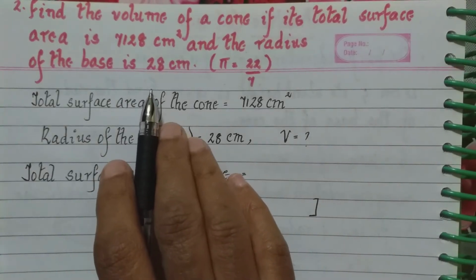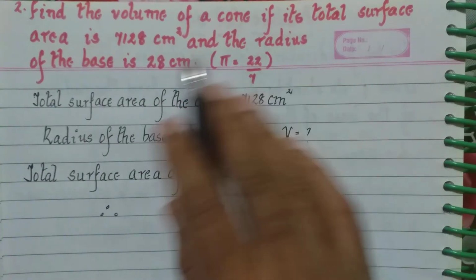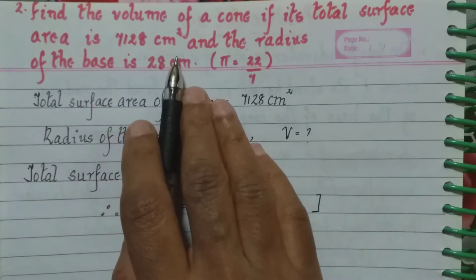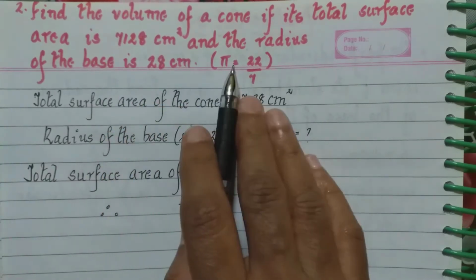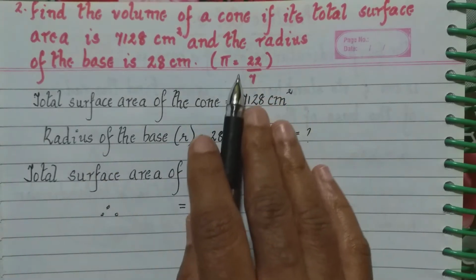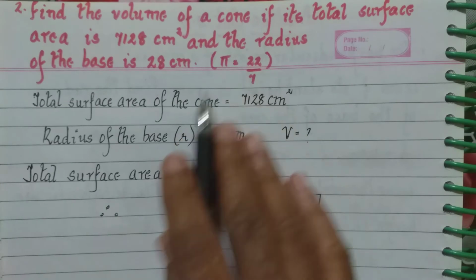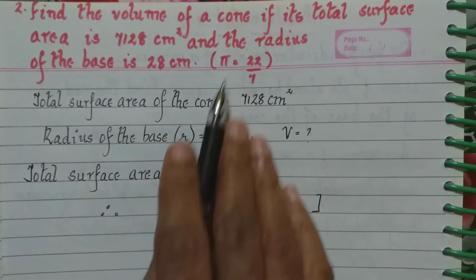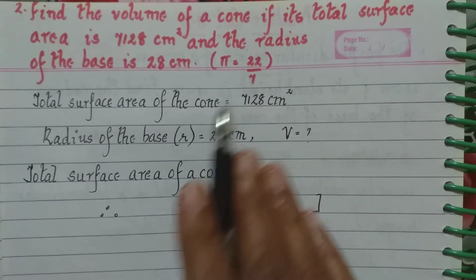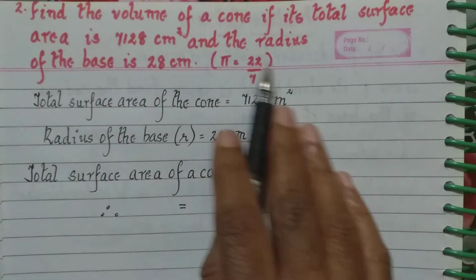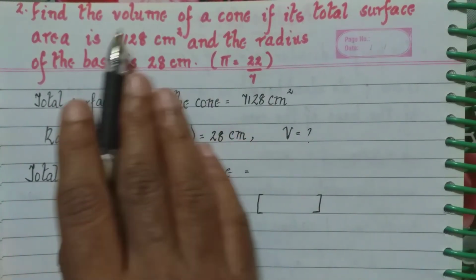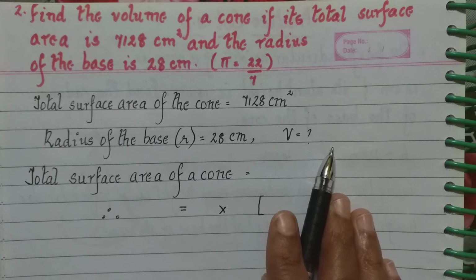Second question, find the volume of a cone if its total surface area is 7128 centimeters square and the radius of the base is 28 centimeter. They have given us pi equal to 22 upon 7. Total surface area is already given as 7128 centimeters square. Radius of the base was also given as 28 centimeter. What had we to find? The volume of the cone. So, V is equal to how much?